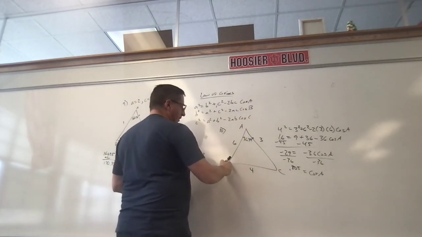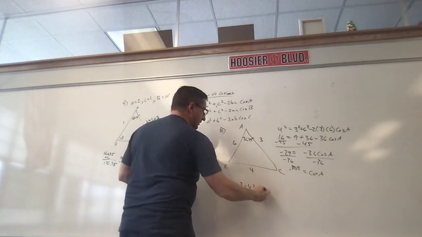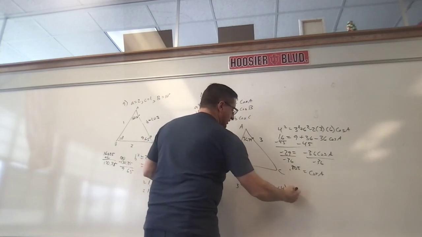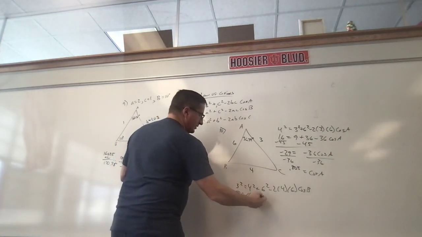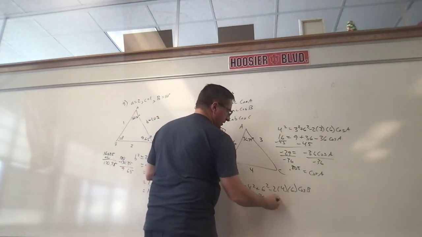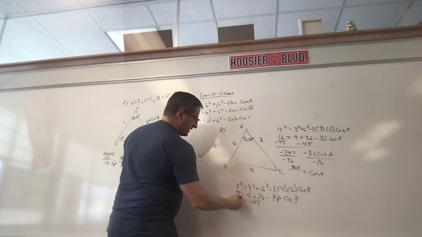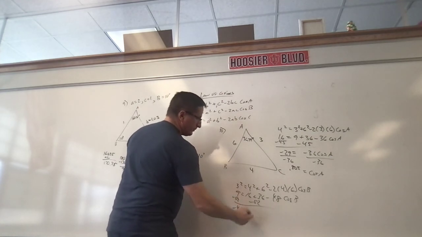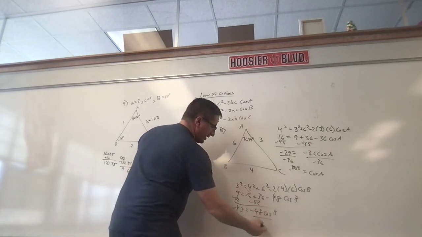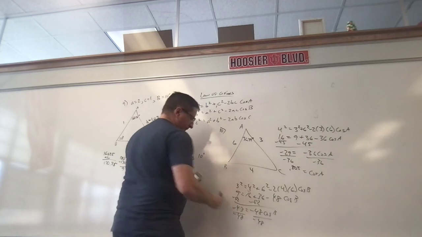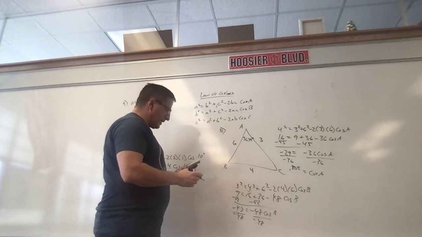Let's find capital B. So we're going to find capital B. We start off with little b squared equals little a squared plus little c squared minus 2 times 4 times 6 cosine of capital B. 9 equals 16 plus 36 minus 2 times 4 times 6, which is 48, cosine capital B. 16 and 36 is 52, so subtract 52 from each side. You get 9 minus 52, which is negative 43. These are gone. You're left with negative 48 cosine capital B, divided by negative 48 on both sides. Okay, so take negative 43 divided by negative 48. You do that, you get about 0.896.